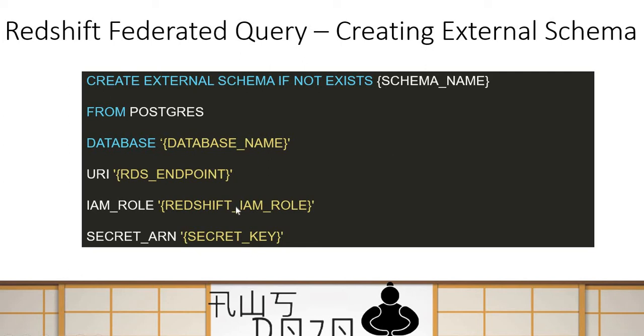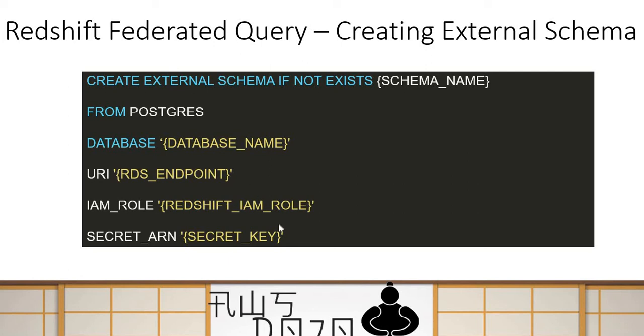So this is the kind of SQL statement you have to run inside the Redshift cluster in order to create the external schema. So basically you say, I want to create an external schema if it does not exist, you give the schema name. This is from Postgres. You give your PostgreSQL database name over here, and then you give your RDS endpoint over here. So the endpoint for your RDS instance. Then here you provide the Redshift IAM role. So this is the IAM role you created for the Redshift cluster. And finally, you provide the secret key. So you provide the ARN of the secret, the credential secret you created inside the secrets manager.